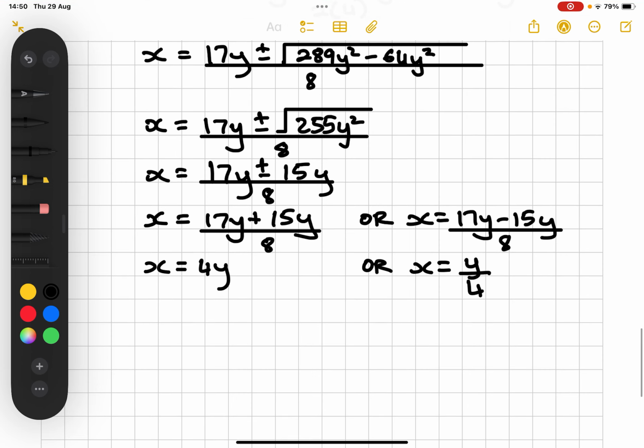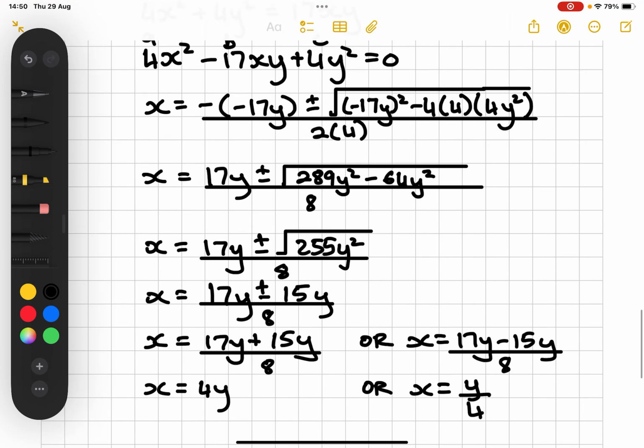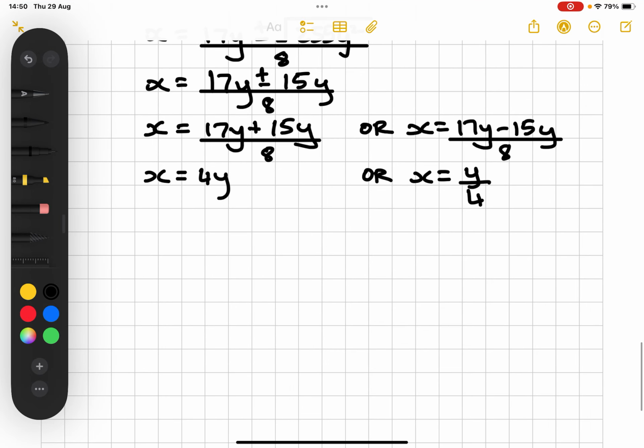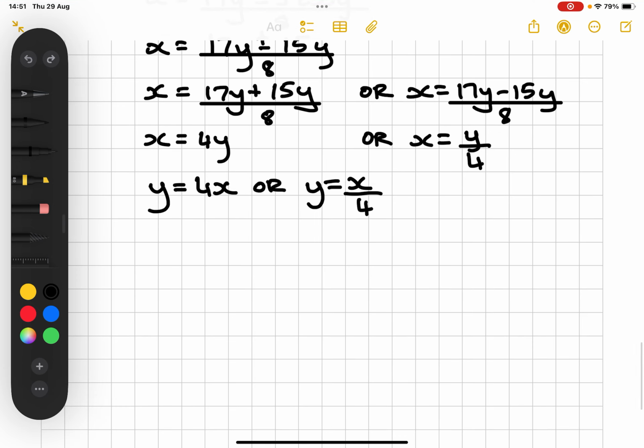Okay, so what you'll notice is if you solve this for y, you'll actually end up with y is equal to 4x, or y is equal to x over 4. Okay, pretty interestingly. We're not actually going to work with our y values, but I'll just leave them there just so that I can show you that we could solve it with that.